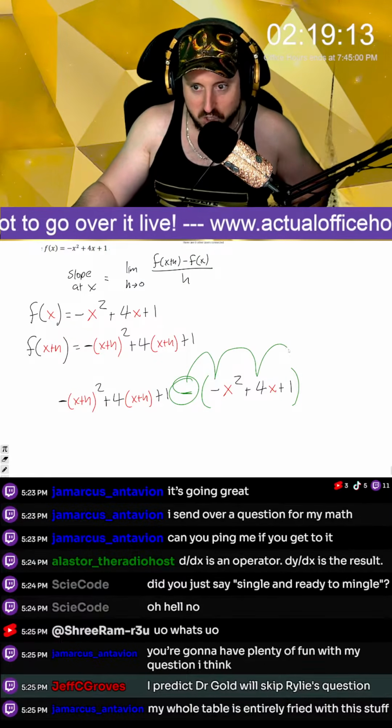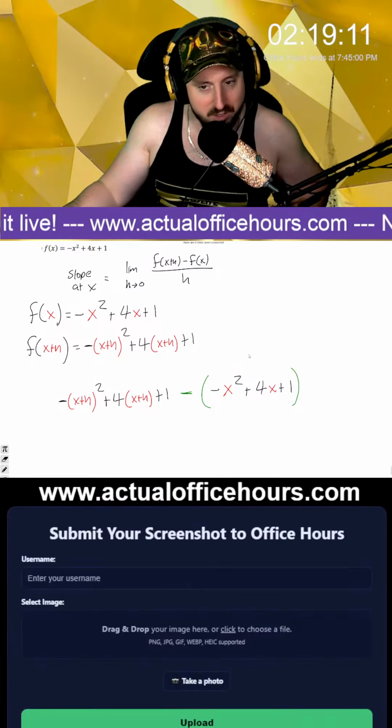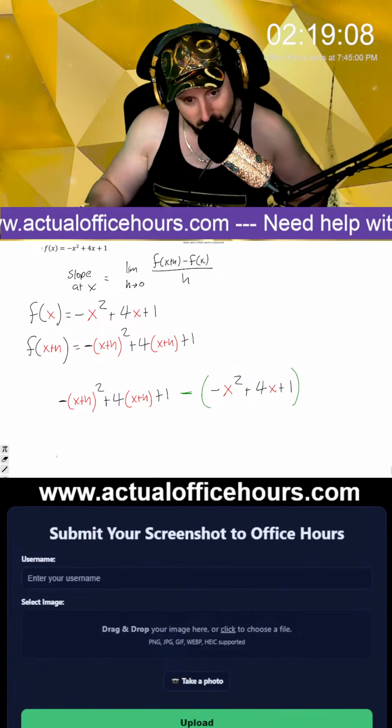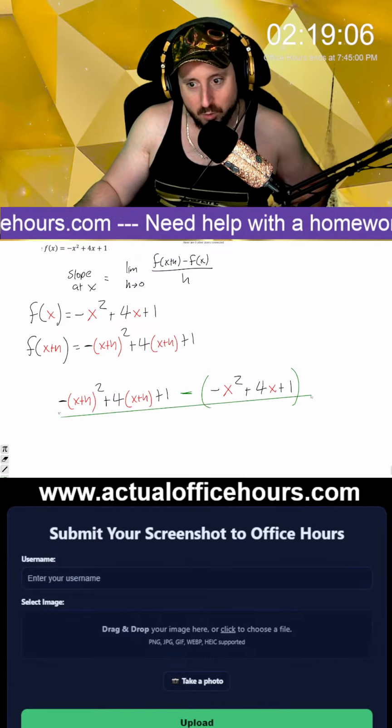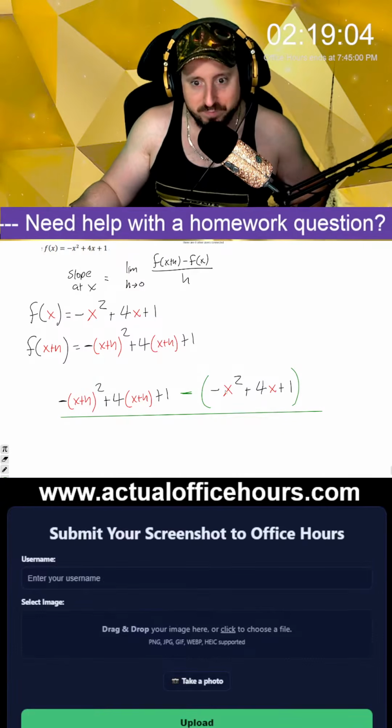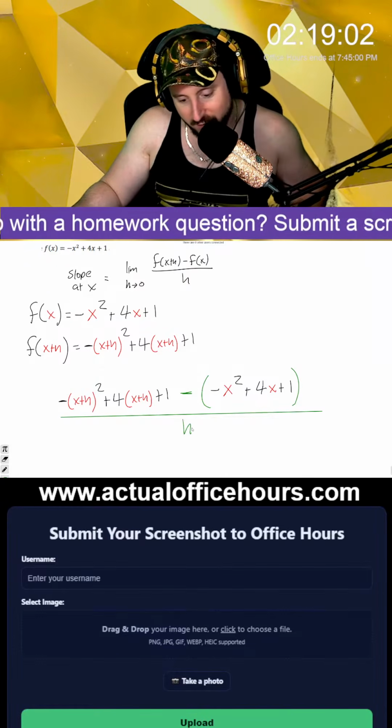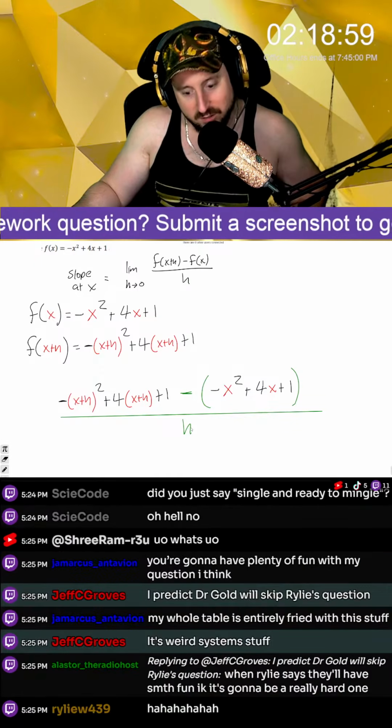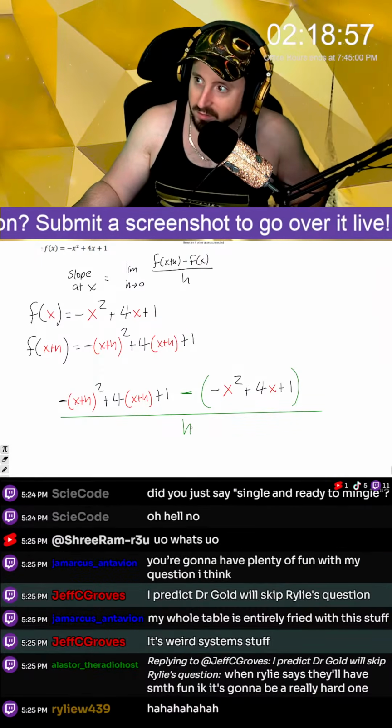So this minus is going to distribute into everything of f of x here. You be careful with that. It's something that students always mess up on. Okay, and then this is all over h.